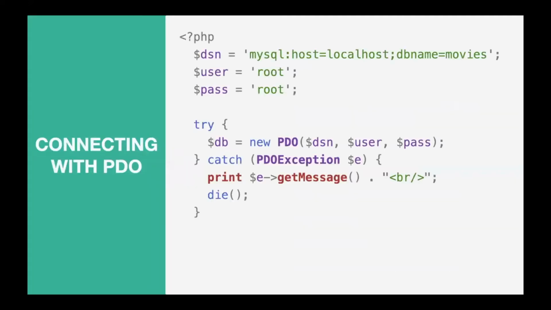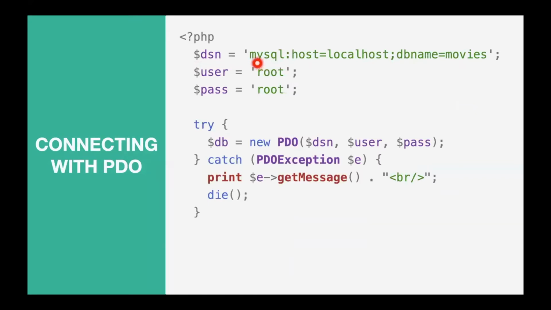So let's go ahead and take a look at what the code would look like when we're connecting to a database. So here, inside of a PHP block, we have our DSN, right? So our database source name. And this is what the string would look like for MySQL. Now, again, this will look different for other database management systems, but for MySQL, this is what it looks like.